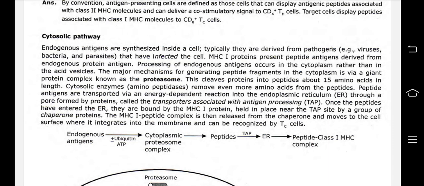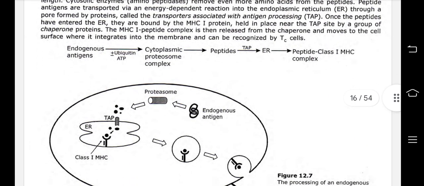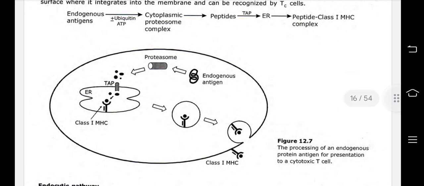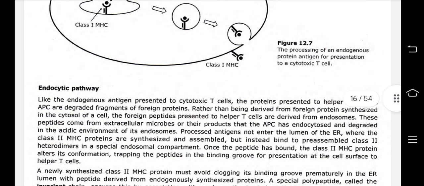So, endogenous antigens plus ubiquitin and ATP, cytoplasmic proteasome complex, then peptides, TAP, ER peptide class 1 MHC complex. You can see a picture which depicts this: the processing of an endogenous protein antigen for presentation to a cytotoxic T cell. Class 1 MHC, proteasome, endogenous antigen.